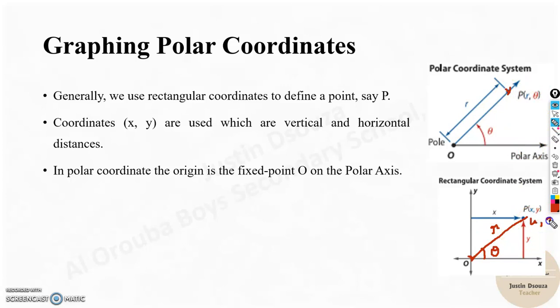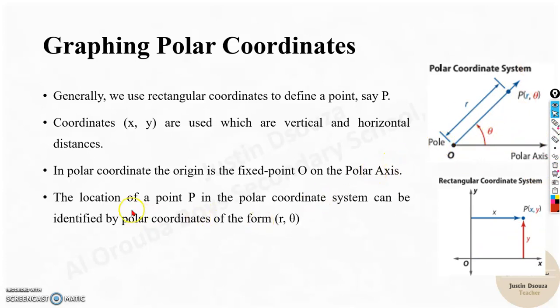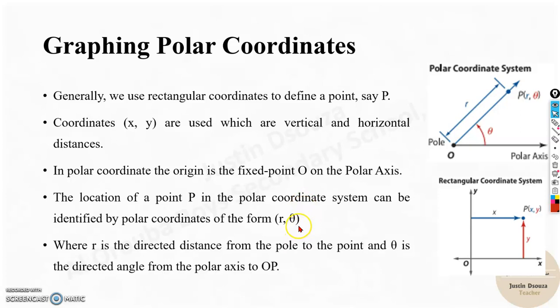This might be 4, 3, and this point over here, if you draw the horizontal and the vertical distance, it will be 4, 3 itself. It's the same point, but you're using the angle and the radius. So the location of a point P in the polar coordinate system can be identified by polar coordinates of the form r and the angle theta. And r is the directed distance from the pole, this is the pole, to the point, and theta is the directed angle from the polar axis to this line.